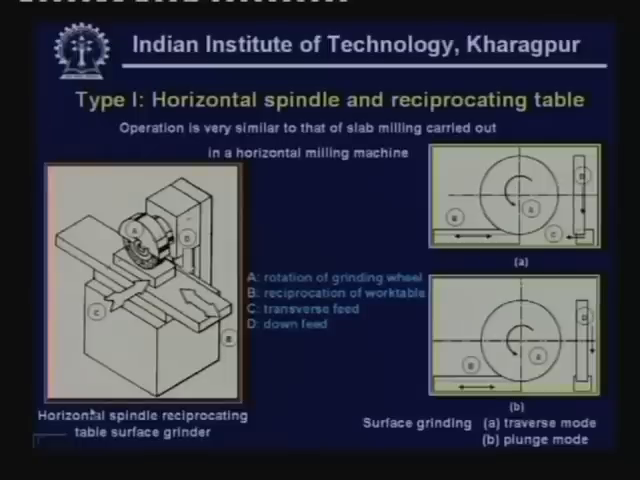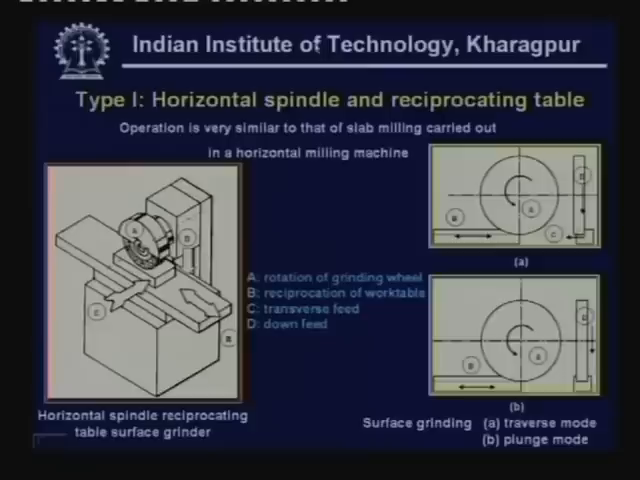Now we see the machine which is known as horizontal spindle and reciprocating table. This is the schematic illustration of the machine. The basic parts are the column of the machine which houses the spindle, the wheel head, the base of the machine, the saddle, the work table. Now here, to accomplish this grinding action, we need at least four motions. This is rotation of the grinding wheel, then we have reciprocation of the work table, transverse movement of the work table, and also the down feed of the wheel.